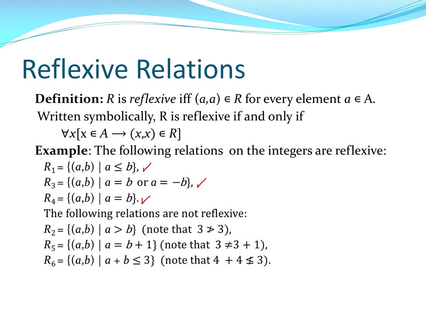The other relations are not reflexive, and to show something is not reflexive, all you need to do is find a counterexample. No number is strictly greater than itself. Here, 3 is not greater than 3 for relation 2. Relation 5 is not reflexive because no number is equal to itself plus 1. Here the example is 3 is not equal to 3 plus 1. And not every pair of numbers added together is less than 3, so this relation is not reflexive either.